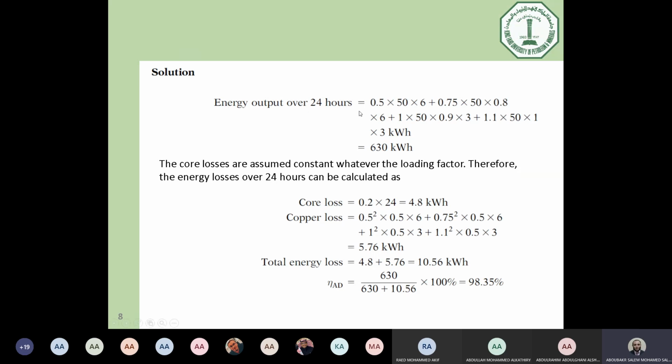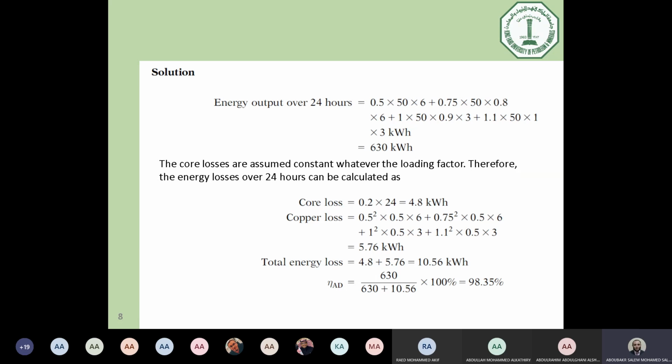Energy output over 24 hours equals 0.5, which was the part of the 6 hours that the load factor was 50%, multiplied by the rated kVA, multiplied by the number of hours, and the power factor here was unity. Similarly, we can do the same for other periods. And finally, we can get the amount of energy output during the 24 hours. So this now represents the energy consumed per day.